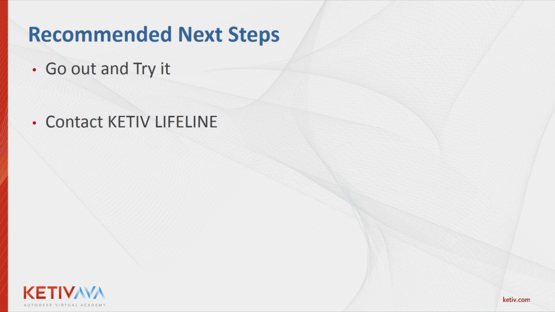Now we can go to our recommended steps. The first one is go out and try it. If you haven't already implemented your 2017 products, or if you're having trouble and we address one of your problems, go ahead and try to fix it. And if you're still having problems or the solution didn't work, go ahead and give us a call. We'll be here to get you up and running and have your 2017 software implemented.